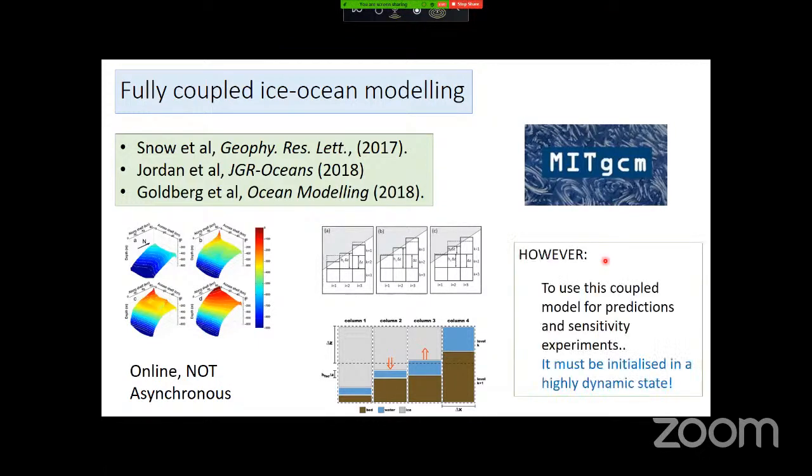So the issue, though, is that if I'm going to take this coupled ice-ocean model and apply it to what I hope is something realistic, it must be initialized in a highly dynamic state. I realize it's 1:42. I'm going to try to hurry.